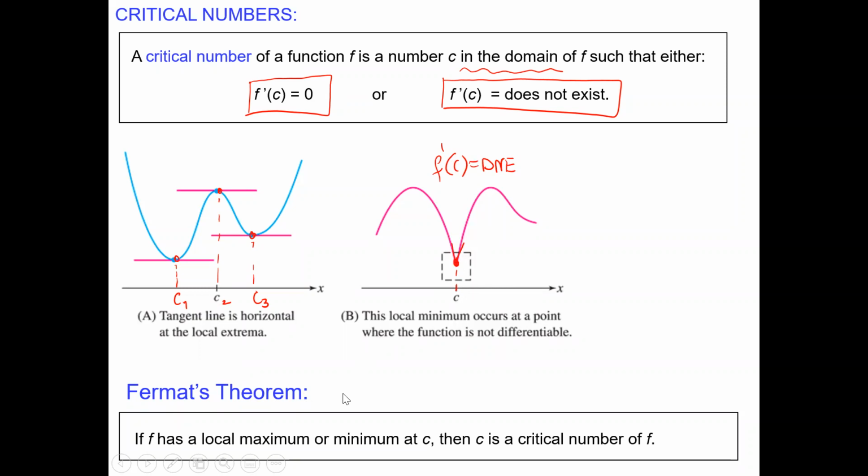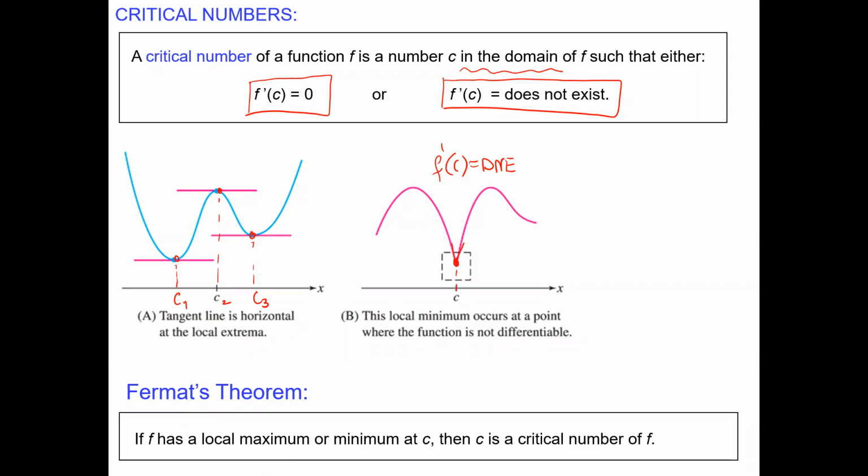It's called Fermat's theorem. If a function has a local maximum or local minimum at c, then c is a critical number, always. However, the converse of this theorem is false. It's not always true, it's false. If a function has a critical number, then are local maxima or minima always happening at these points?